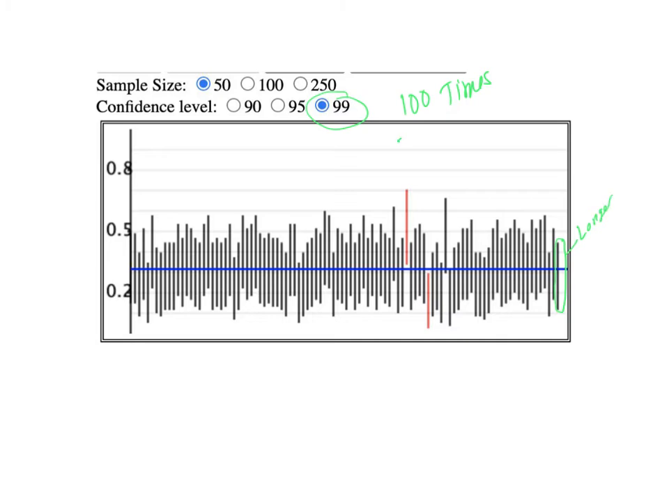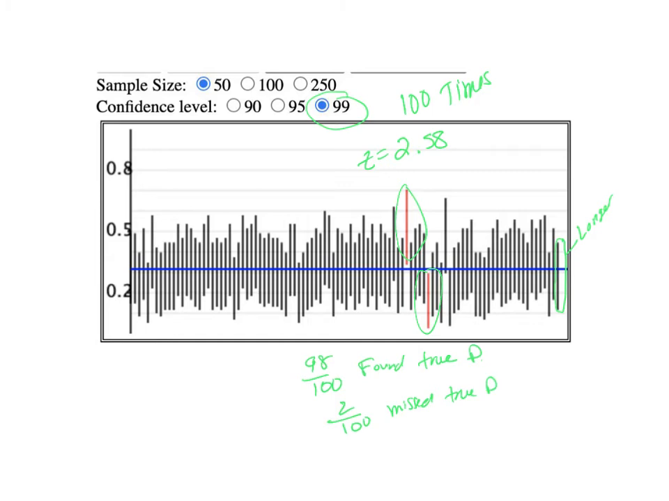Remember, for 99% I use 2.58 as my z-score. So that means my margin of error will be much bigger. Notice this time I only missed twice. So 98 out of 100 times I found the true p. When I say found the true p, I mean it's in the interval. And 2 out of 100 times I missed the true p.